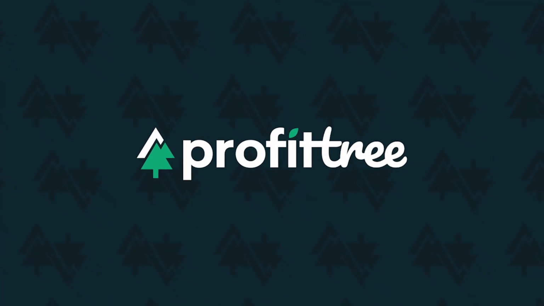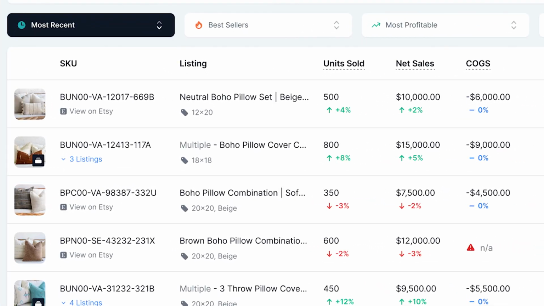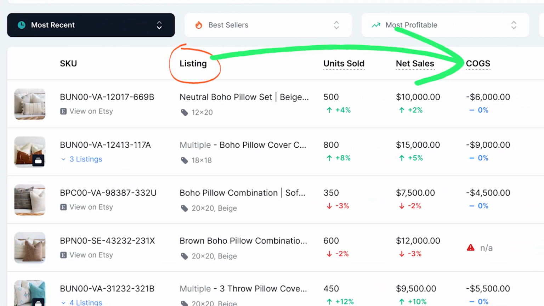So even if you don't have a SKU system, you could use our tool Profit Tree, where you can actually go in and input all of your product costs on all of the products that you have in your listings, so you can begin tracking your cost of goods sold on a per sale basis.